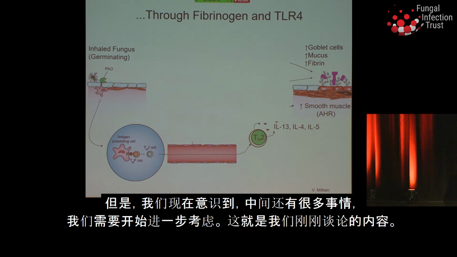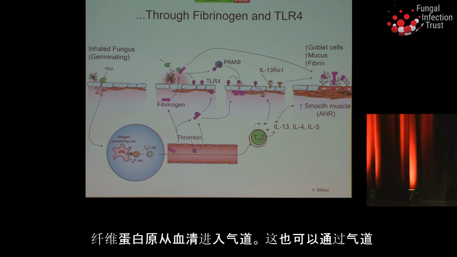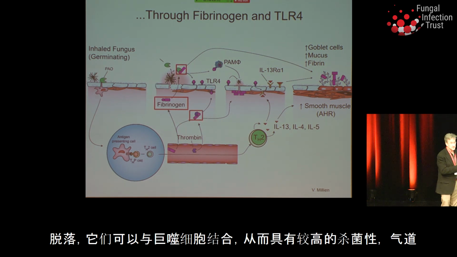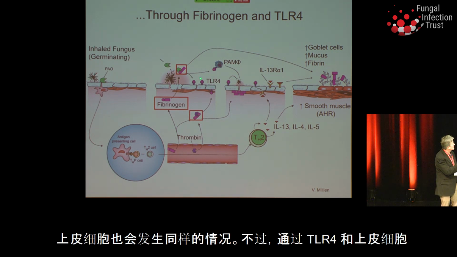So we thought this was a pretty good scenario, but now we've realized that there's a whole bunch going on in the middle that we need to start thinking about further, and that is what we just talked about. Fibrinogen gets into the airway from the serum. It's also made by airway epithelial cells, and once cleaved by those fungal proteases and the FCPs start falling off, they can engage macrophages to make them highly fungicidal. The same thing happens with airway epithelial cells.